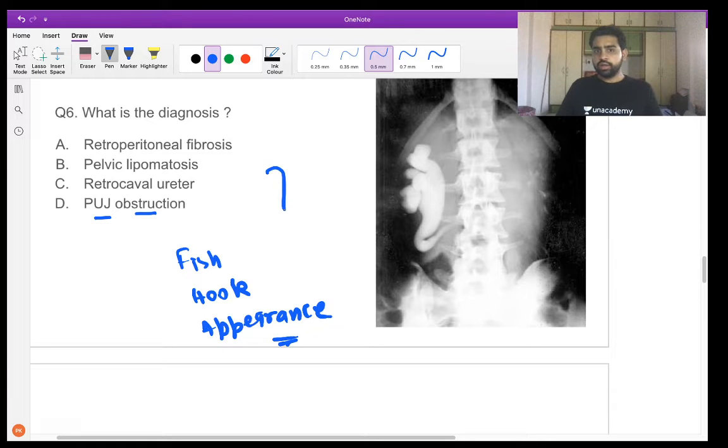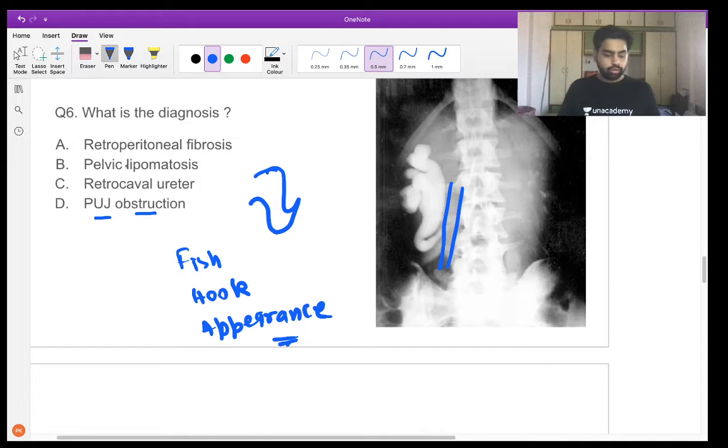What you're seeing in here is a fish hook appearance or a fish hook sign, and this is a characteristic feature of a retrocaval ureter. Here there is the inferior vena cava, and usually the ureter goes in front of the inferior vena cava. In these particular patients, the ureter is going behind the inferior vena cava. So this is what is called a retrocaval ureter. I hope you understand this. This is the fish hook appearance which we get in patients with retrocaval ureter.